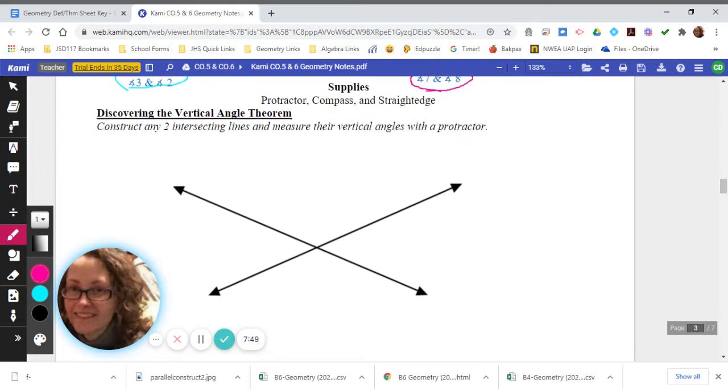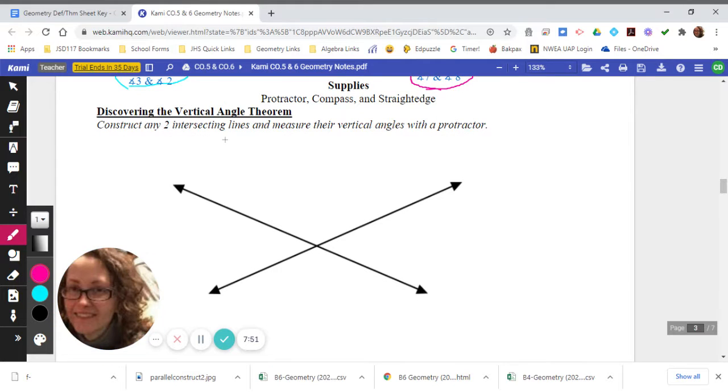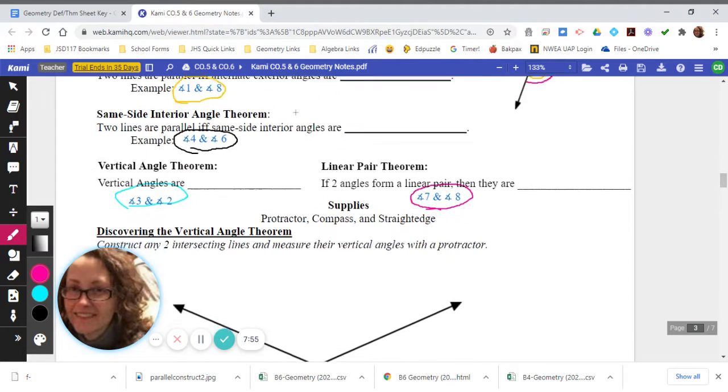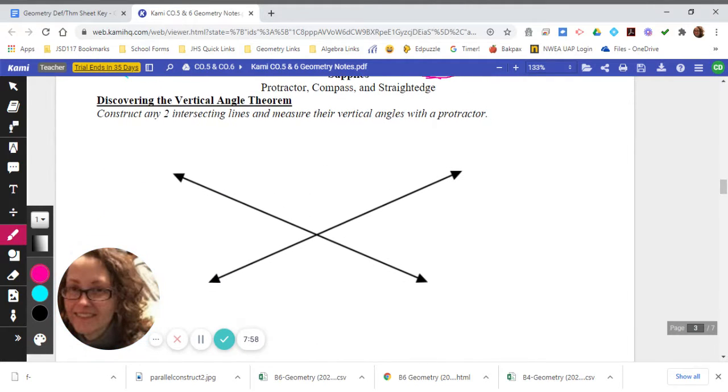So let's go ahead and move on to the next section. We're going to want to make sure that we keep referencing back to those examples that we gave if we are stuck in what vocabulary we're talking about.